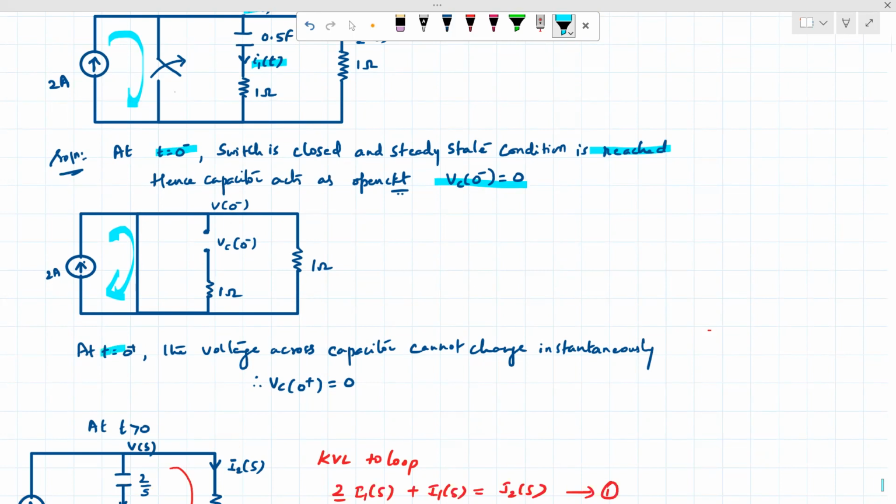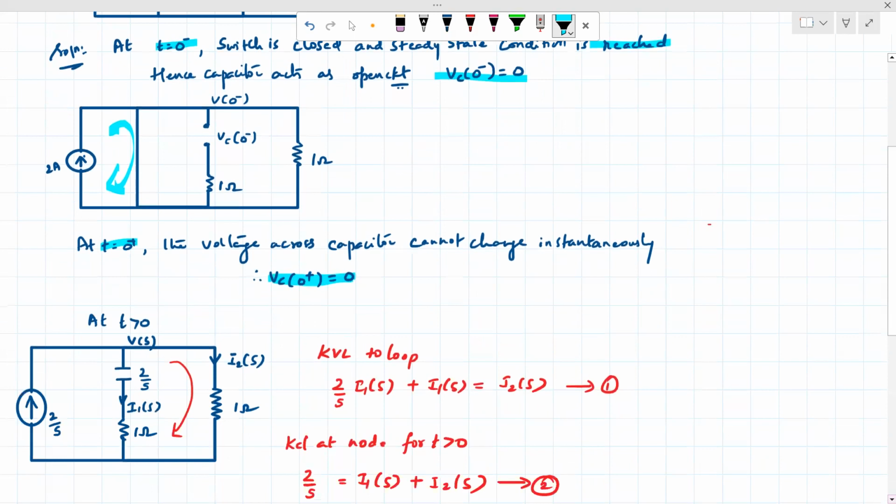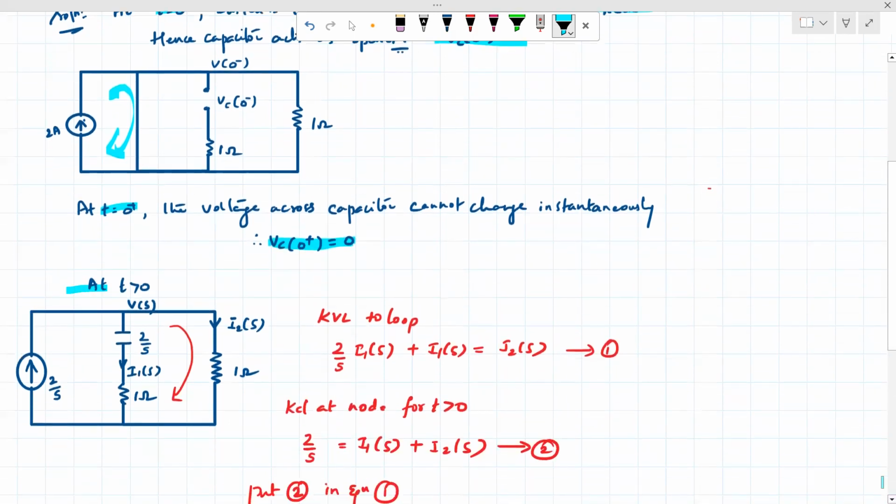So at t equal to 0 plus, instantaneously as soon as you open this switch, the voltage across the capacitor does not change. It will remain the same as the previous value, so Vc of 0 plus is equal to 0. Now after some time, for t greater than 0, what will happen? There is a switch which is open now, so the circuit will be this.